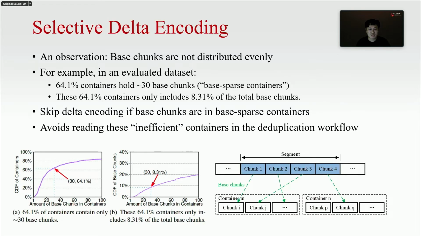Accordingly, we combine several chunks as a segment and then count how many times each container is required for base chunks in a segment. If a container is required fewer times than a threshold, it will be regarded as a base sparse container, and we skip data encodings whose base chunks are in this container. As a result, we can avoid reading inefficient containers and thus accelerate the deduplication workflow.